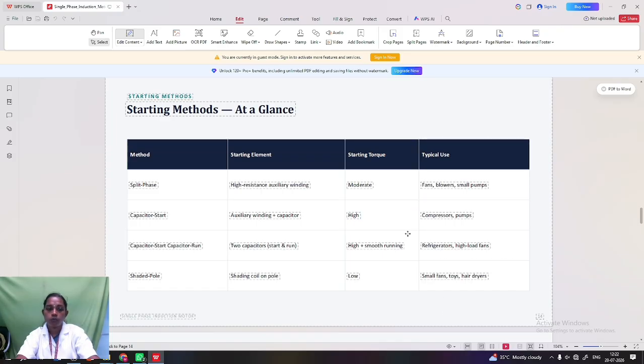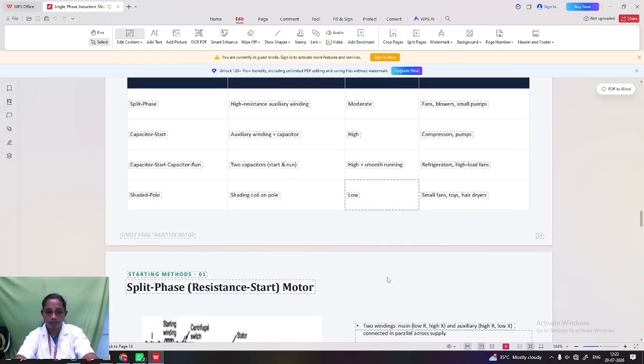Typical applications, based on the starting methods used in single phase induction motors. Split phase motors are used in fans, blowers, and small pumps. Capacitor start motors are used in compressors and pumps. Capacitor start, capacitor run induction motors are used in refrigerators and high load fans. Shaded pole motors are normally preferred for low power applications, such as small fans, toys, and hair dryers.